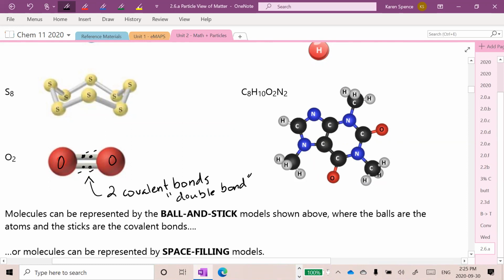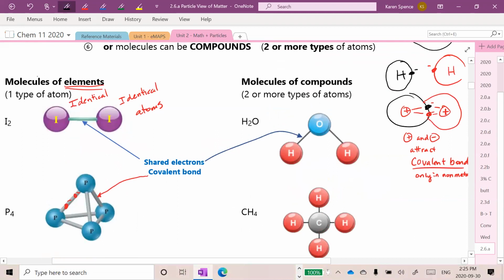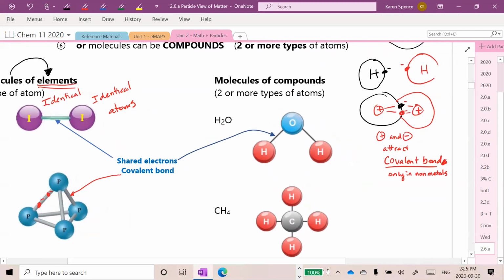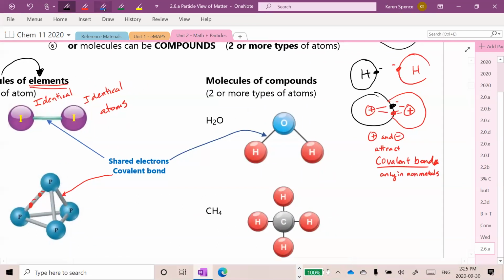Okay, so molecules can be plain old elements, only one type of atom. But what if you have more than one type of atom? Like over here on the right, we have an oxygen atom, and it's bonded to two hydrogen atoms. We have two or more types of atoms, and in that case, we have molecules, but when we have two different types of atoms, we call them compounds. Compounds are made of more than one element. So this is a compound of oxygen and hydrogen.